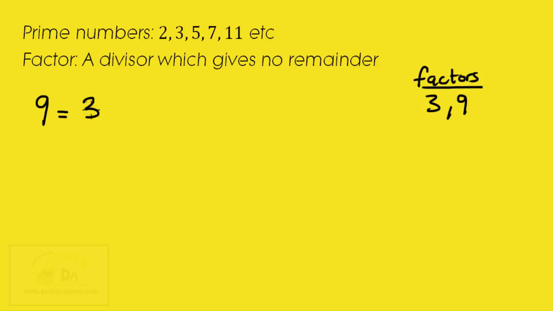So 9, as we know, is 3 times 3. Here we have 9 as a product of its prime factors. 3 is a factor of 9 and it's also a prime number. So 3 is a prime factor of 9. 3 times 3 is 9. Here's another example, 6. 6 is 2 times 3. 2 is a factor of 6 and is also a prime number. 3 is a factor of 6 and is also a prime number. 2 times 3 is 6. So 6 is broken down into a product of its prime factors.